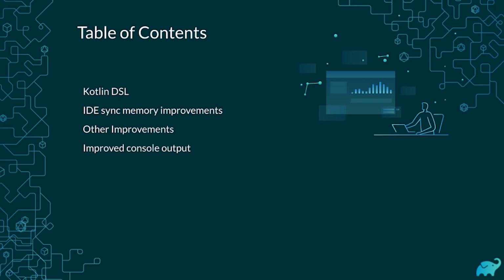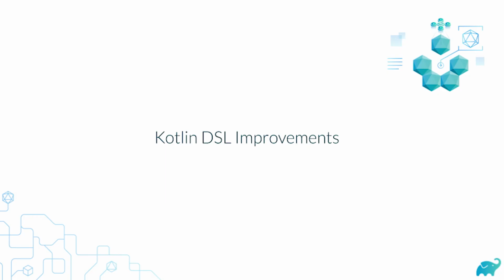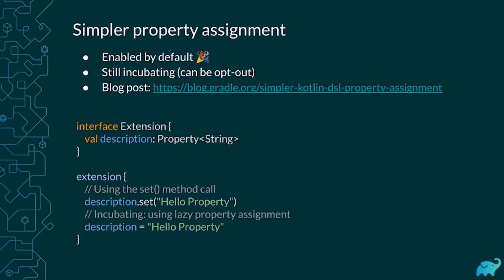So with this, let's go over the different features. We'll start with the Kotlin DSL that sees a number of improvements. We'll discuss that IDE sync memory improvement. Then we have a slew of other improvements, including improved console output. So for the Kotlin DSL improvement, first off, we've got Anja about the simpler property assignment.